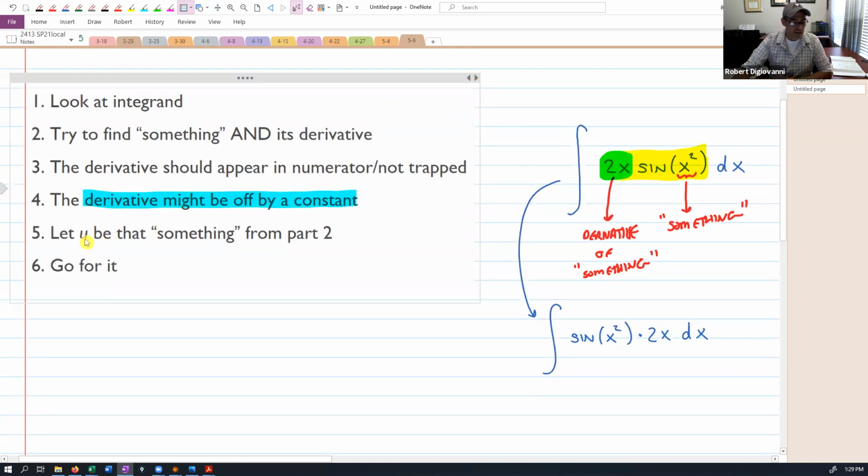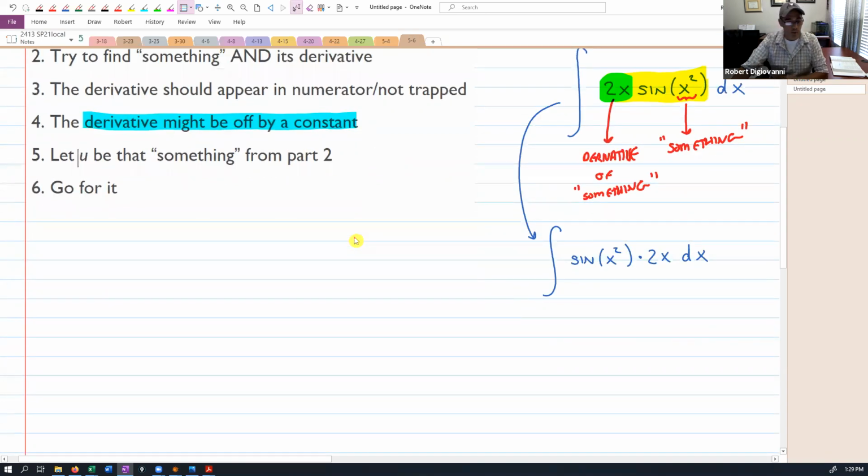I'm going to make a substitution now. I'm going to let u be equal to the something that I said it was. Okay, so here we go. This is it. All that was just leading us up to the actual process. So I'm going to rewrite the problem. I'm going to put that 2x in the back. And here comes the substitution.